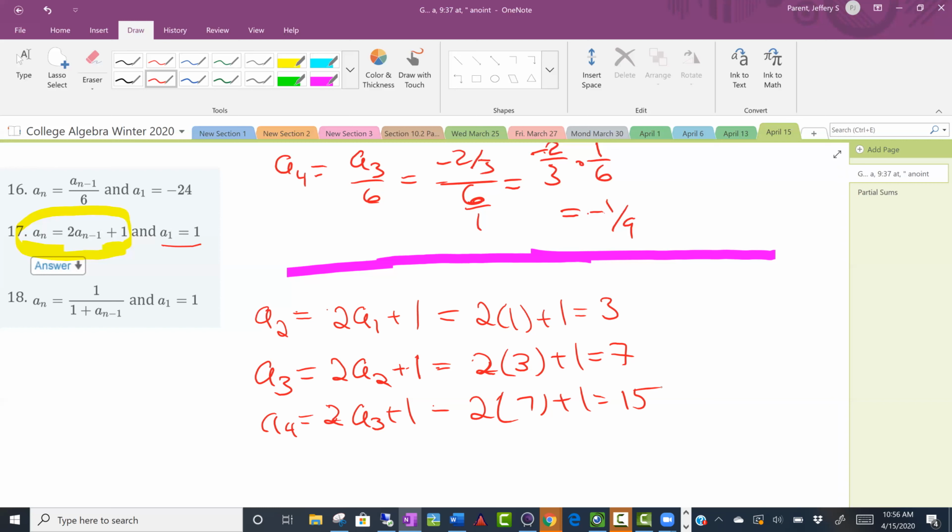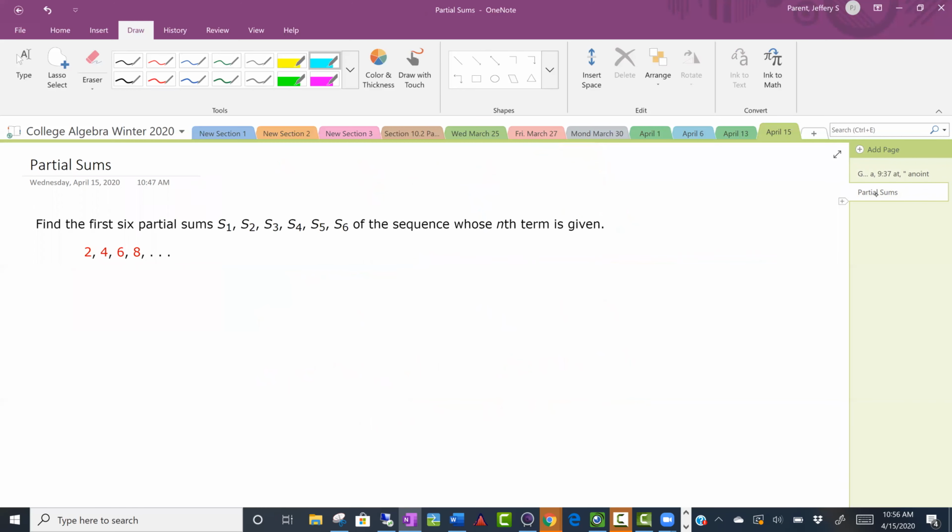So good on that one? Good on recursive sequences? Yeah, that's pretty straightforward. It's not too bad once you see it, I hope. Now, the next one that you might see that I haven't quite discussed is partial sums. And partial sums really is just adding up the first so many terms of a sequence.